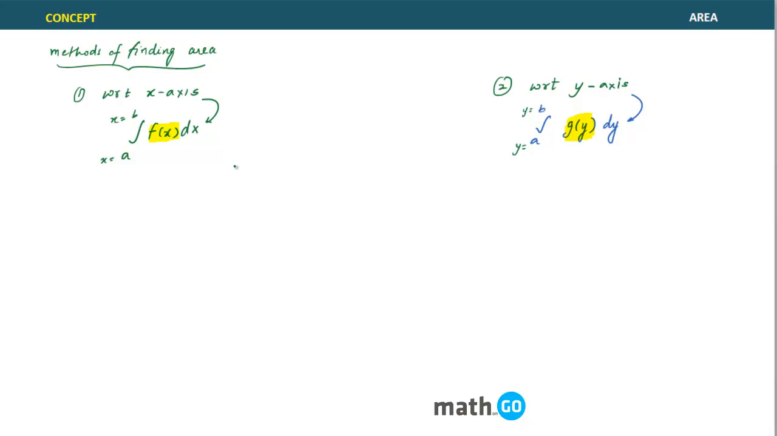Okay, so now when do you apply these kinds of logic, that is, how will you decide which particular method is to be followed? Let me show it to you with an example.